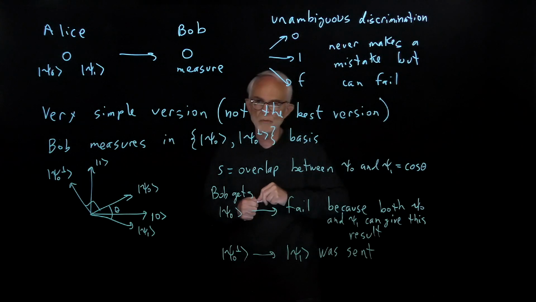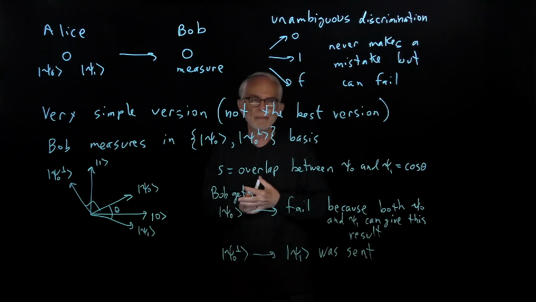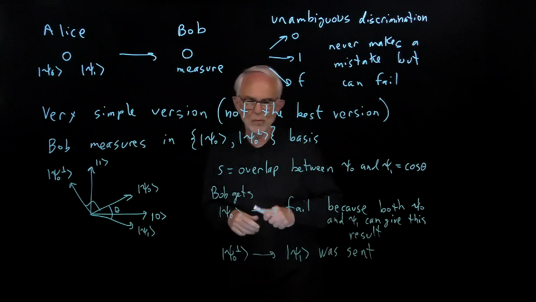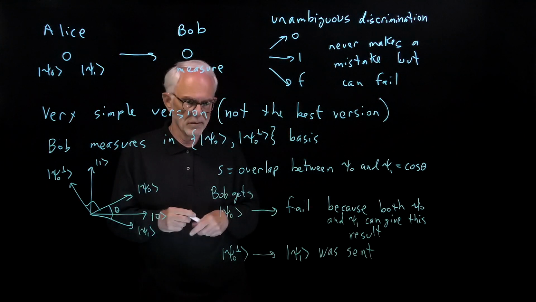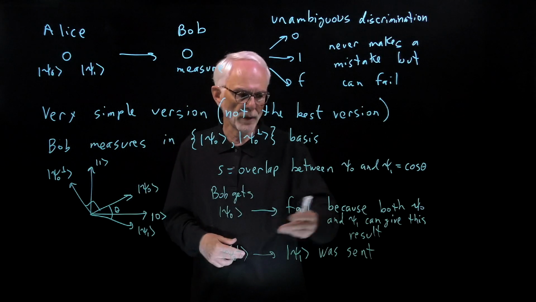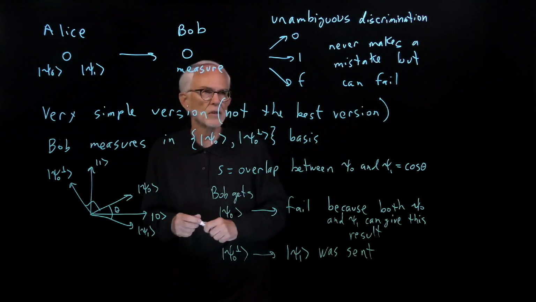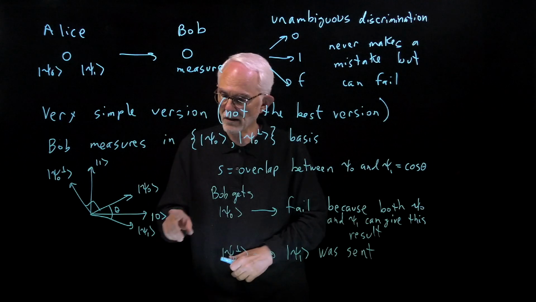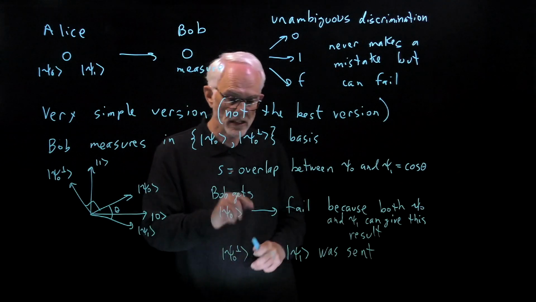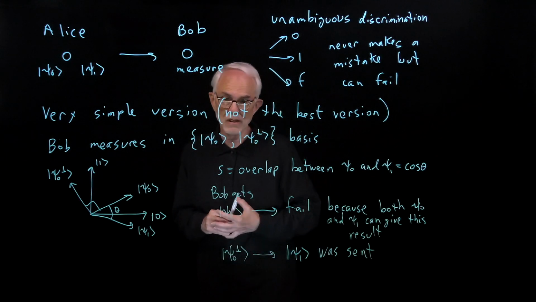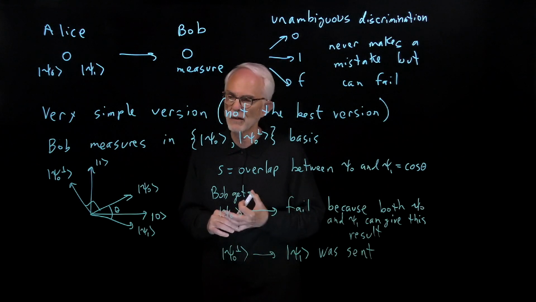So this particular scheme is a version of unambiguous discrimination. It's one that only detects psi1. It'll never detect psi0, because if psi0 is sent, we get an automatic fail. But it will detect psi1 unambiguously. If psi1 is sent and Bob gets psi0 perp, he can tell from that it was psi1 that was sent.